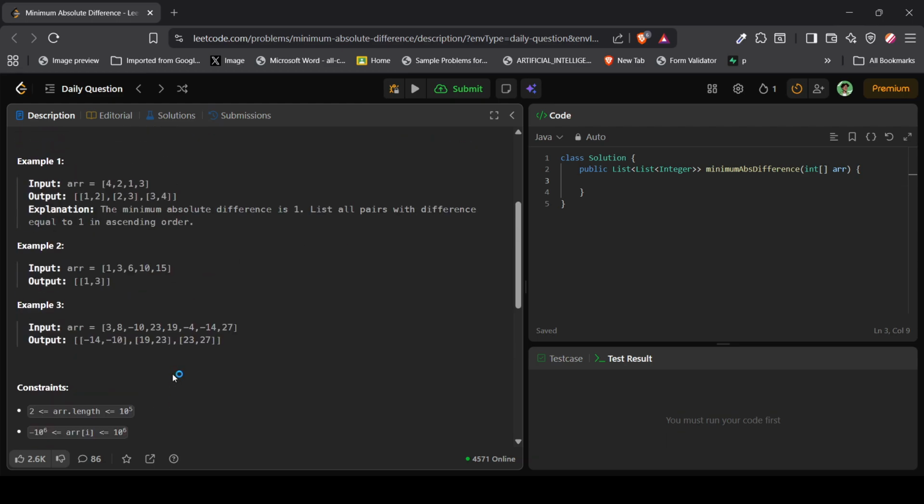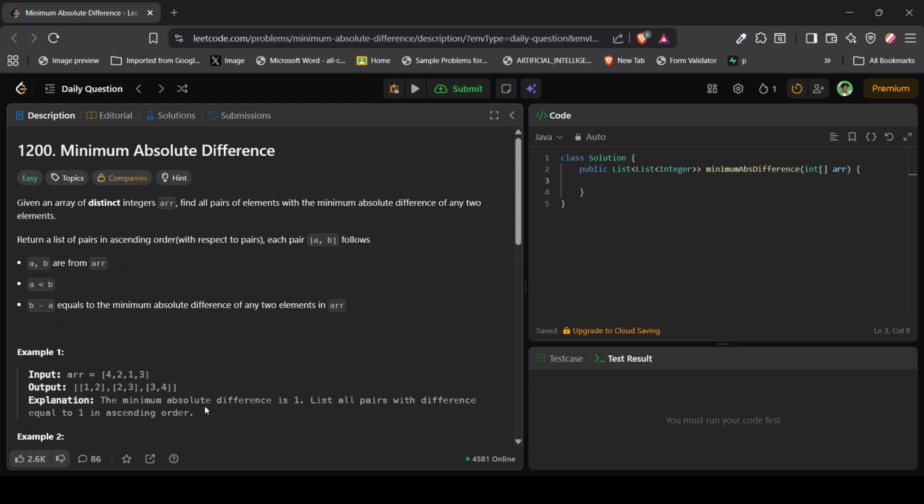At any point of time, the minimum length would be 2, and at max it can be 10 to the power 5. So basically they're expecting a big O of n solution, right? It can also have negative elements, but as we know from the question, the array should be distinct, right?